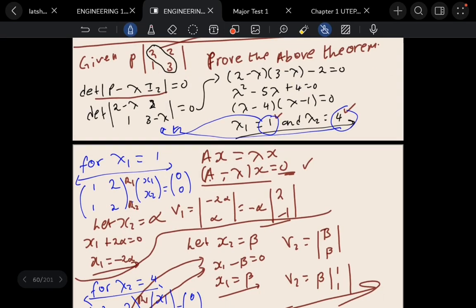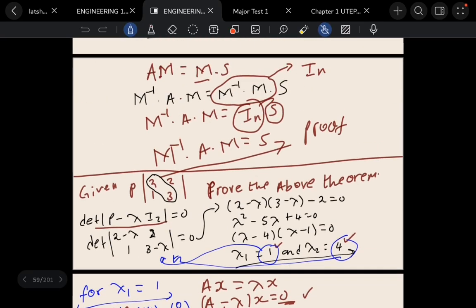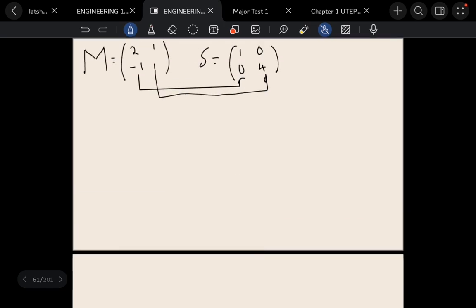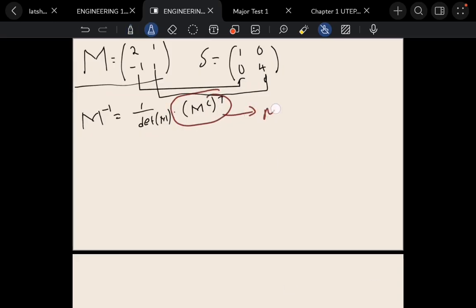Right. And the next thing that we need to do is find the inverse of M. Now, to find the inverse of this, M to the power minus 1 is actually 1 over the determinant of M times M to the power C, all to the power T. Now, this thing, M to the power C all to the power T, is called the adjoint of M.